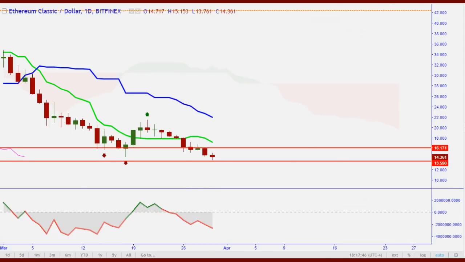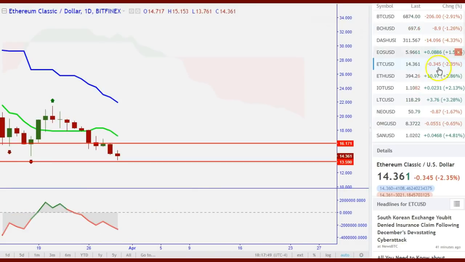All right, so that's Ethereum Classic US Dollar. Let's go to ETH USD.